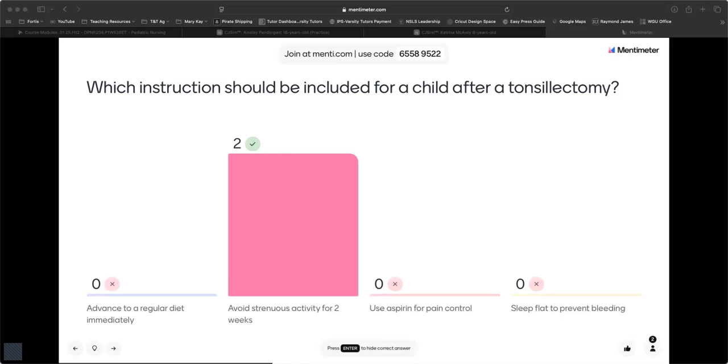Why do we avoid aspirin in our pediatric patients? Why don't we give aspirin to pediatric patients? Because of Reye's disease. Yes, Reye's syndrome, sorry. Yep, I knew what you were going after. Yes, so high risk of Reye's syndrome anytime we give aspirin with flu-like illnesses. So we tend to avoid it altogether in pediatric patients.